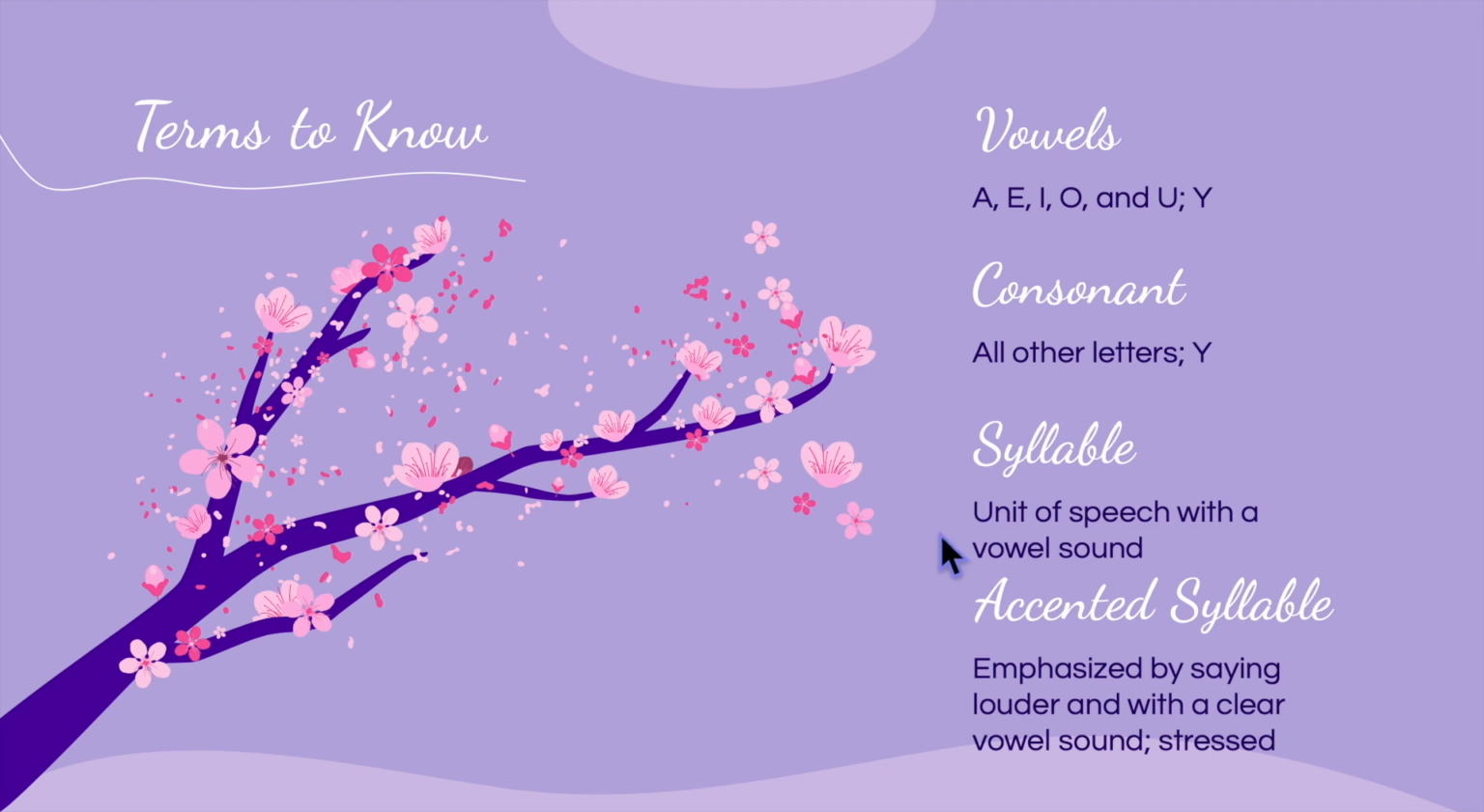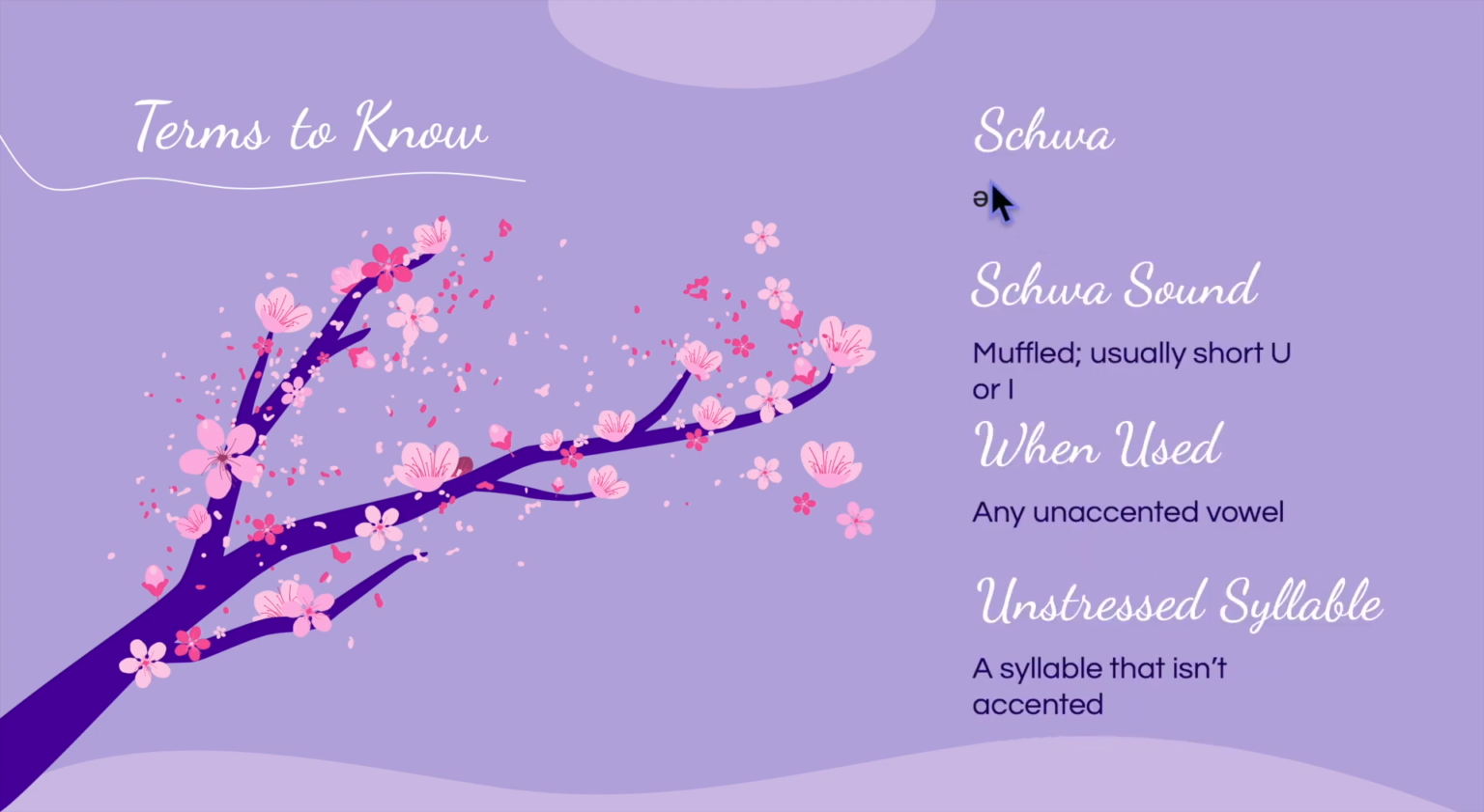A syllable is a unit of speech with a vowel sound, and an accented syllable is emphasized by saying it louder and with a clear vowel sound. Sometimes it's called a stressed syllable. If you've ever looked in the dictionary and seen this upside down backwards E, that is what we call a schwa. And the schwa sound is a muffled sound that usually comes out sounding like a short U sound of uh, or sometimes a short I sound of ih. The schwa sound can replace the vowel sound in any unaccented vowel in a word. And finally, an unstressed syllable is a syllable that isn't accented.